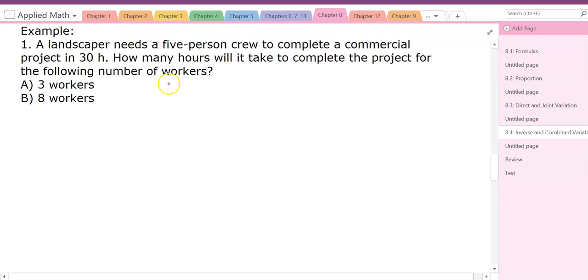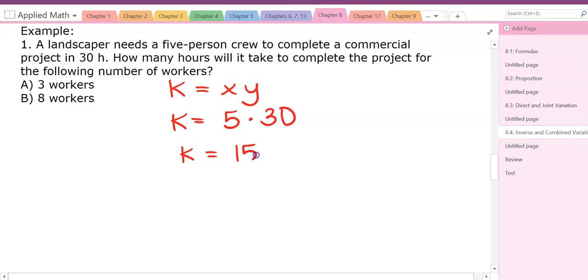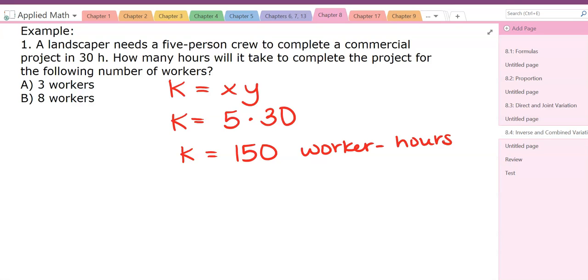So I use my k equals xy to find the constant. So 5 people would be my x. They take 30 hours to complete a job. So that means that combined, my constant would be 150. And that would be worker hours. So 5 people can do it in 30 hours. So if I multiply those together, that's how I got that 150.